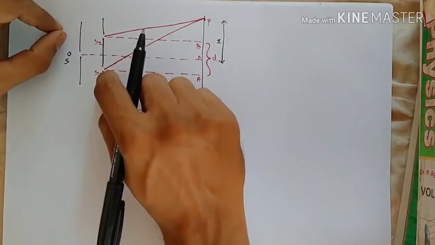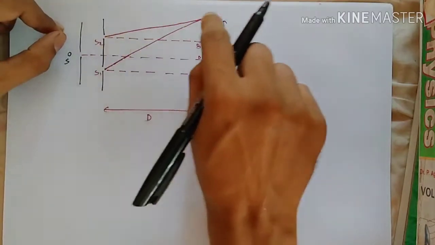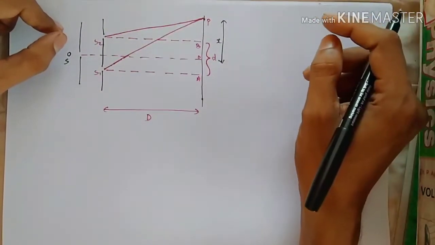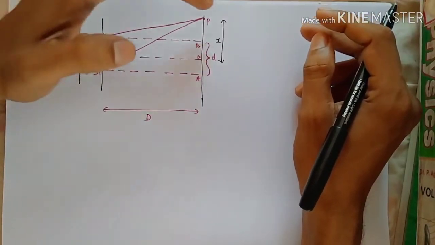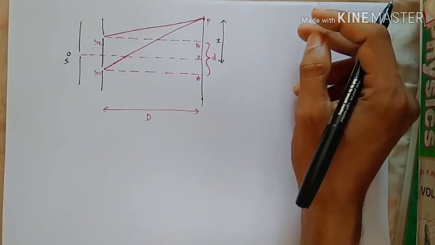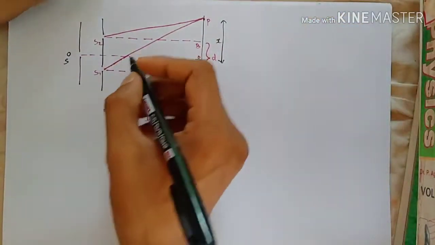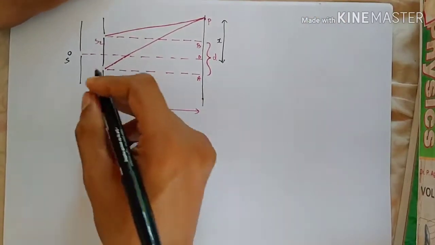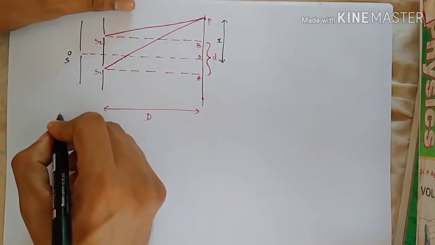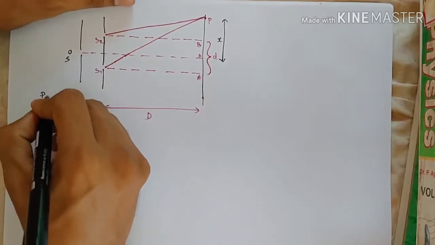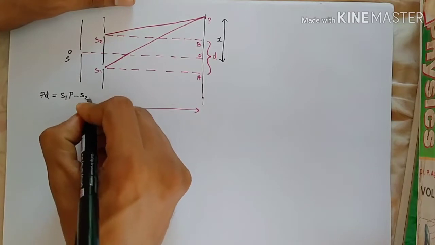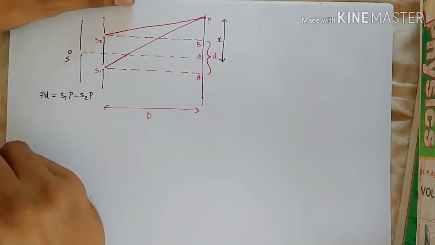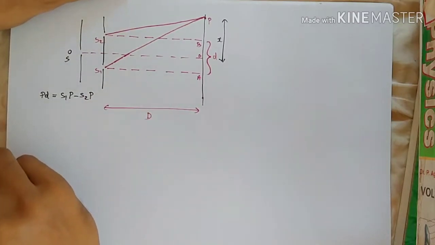Is the S1P distance and S2P distance the same? No, it's not the same. Therefore, the two light rays will reach this point at a different time, and as a result there is a path difference. And what is the path difference? It will be greater distance minus smaller distance. That is, let me write path difference: S1P minus S2P. Is it clear? S1P minus S2P.